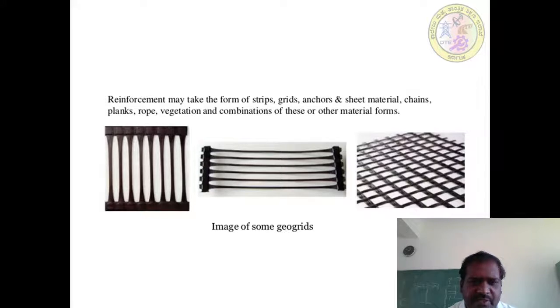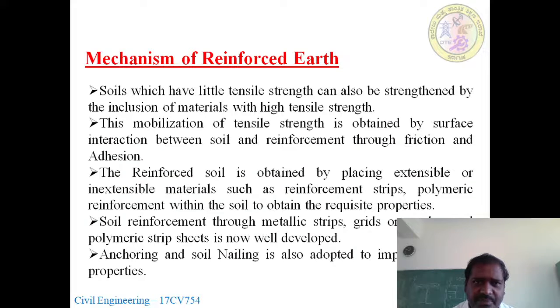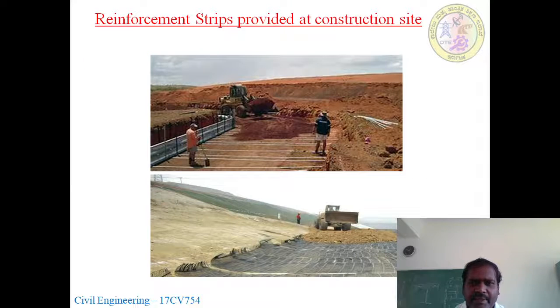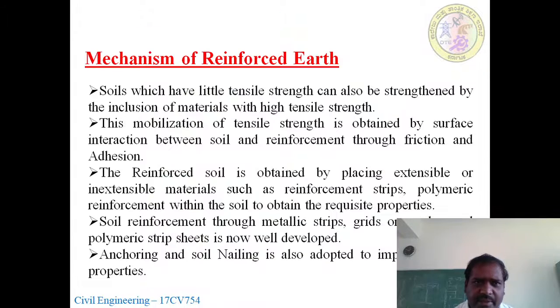Some of the images of geogrids: they may be in the form of strips, lines, or mesh. So what is the mechanism? The mechanism of reinforced earth is that soil, which has little tensile strength, as we have already discussed, can be strengthened by the inclusion of materials with high tensile strength. This mobilization of tensile strength is obtained by surface interaction between soil and reinforcement through friction and adhesion.